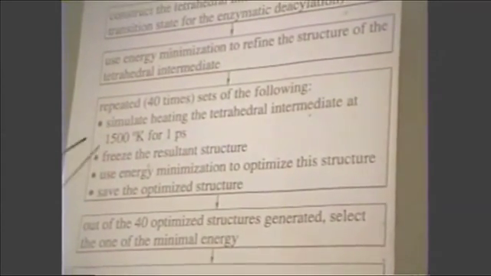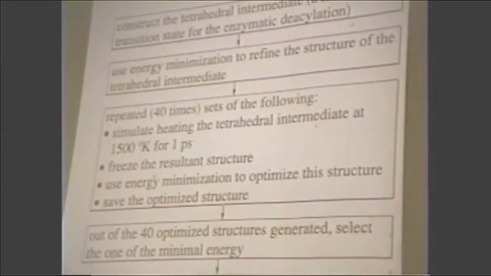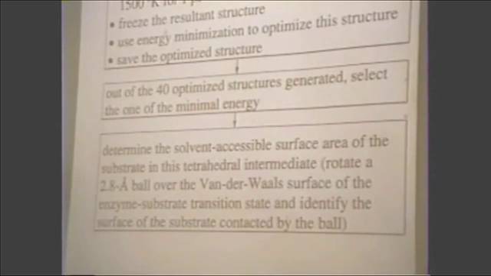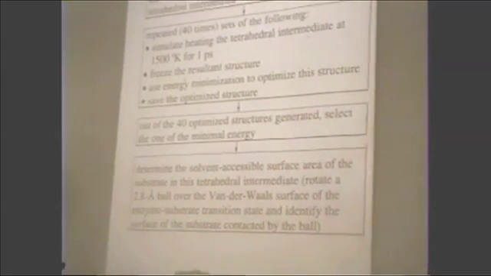And the way we do it is we repeat 40 times sets of the following. We simulate heating the tetrahedral intermediate to 1500 degrees Kelvin, okay? Meaning that we give it a tremendous amount of energy so that it has the ability to assume whatever conformation it wants. Then we freeze the resultant structure. So it has assumed whatever conformation it wanted, and we freeze it. Then we use energy minimization to optimize the structure, and then we save it, okay? And then we do it 40 times, or 39 more times.